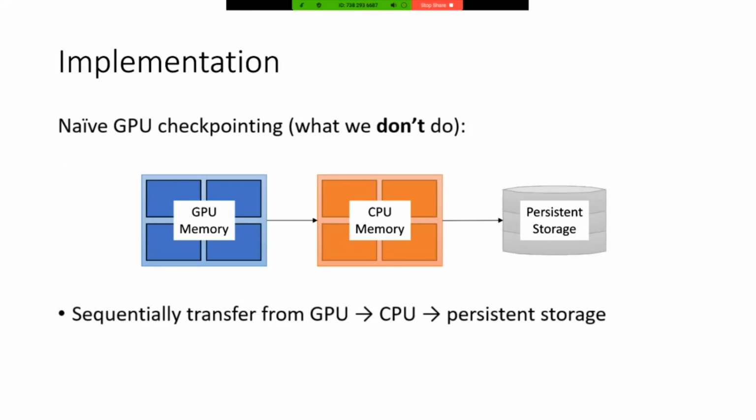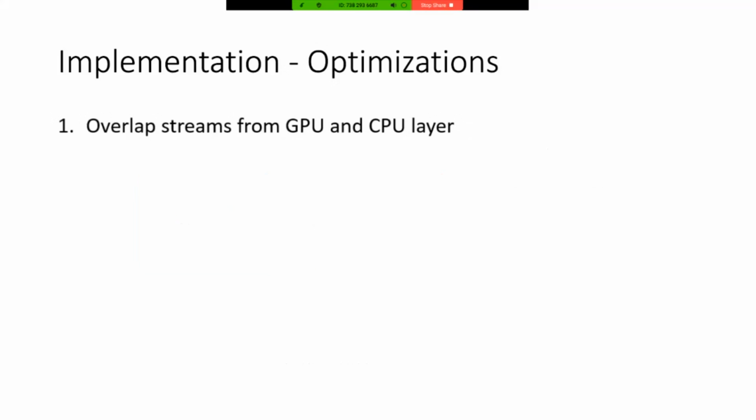What we don't do is naive GPU checkpointing. So we do not simply take the data from the GPU memory to CPU memory and then from CPU memory to persistent storage. We do better than that. We have some optimizations. In total, we have 5 optimizations. The first one is that we overlap the streams from GPU to CPU and from CPU to storage.